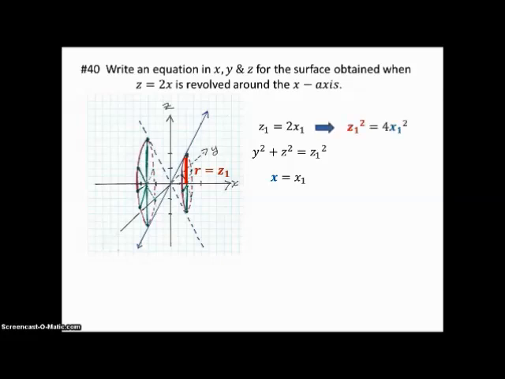And if we square both sides of our original equation, we get z1 squared equals 4x1 squared, which is what I'm going to need because my second equation has a z1 squared in it. And so I'm going to replace the z1 squared with y squared plus z squared. So that becomes y squared plus z squared equals 4x squared. The y squared plus z squared took the place of z1 squared, and x took the place of x1. And then if you like, you can bring everything to one side of the equation.